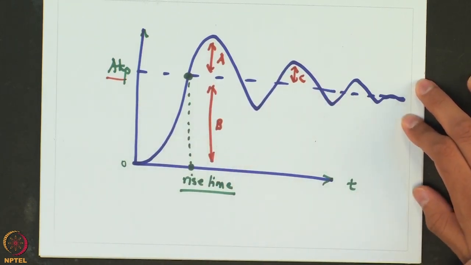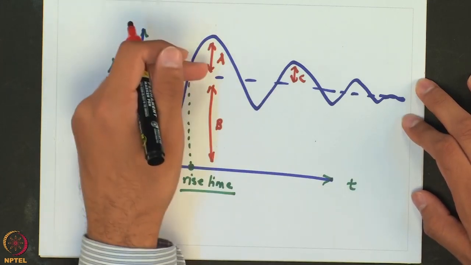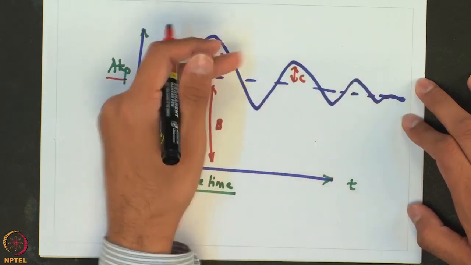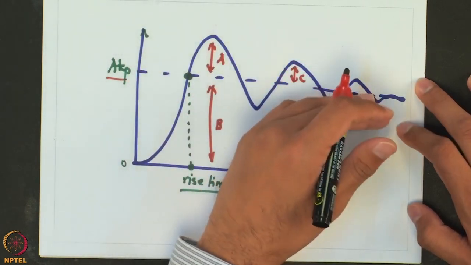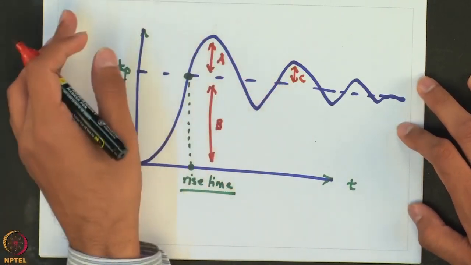Again, if this is a controlled system response, then we would want that as we have reached the ultimate value, these oscillations decay very fast, so that the response ultimately reaches that value and stays there. So again, from a controller point of view, you would want a low decay ratio.